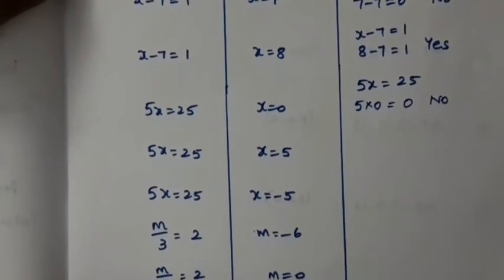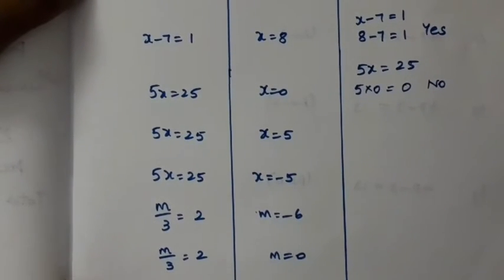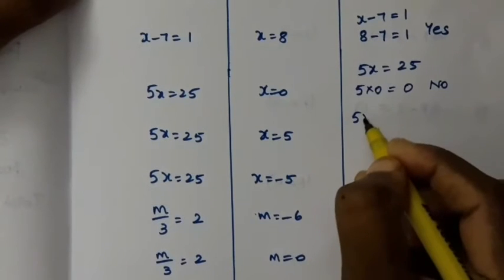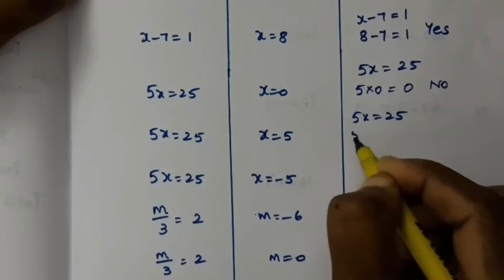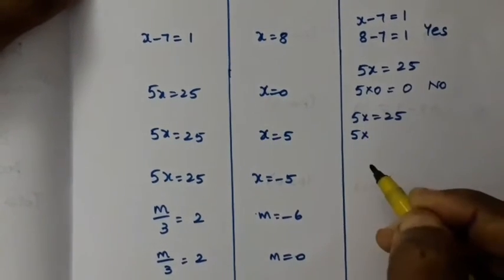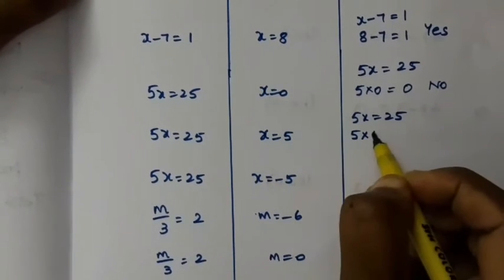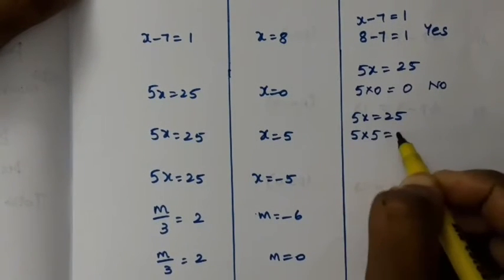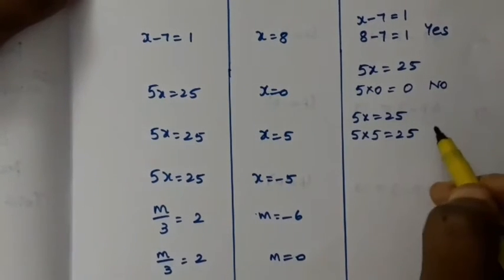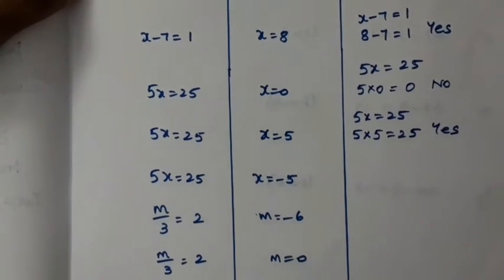The next is 5x equal to 25 and x equal to 5. So 5x equal to 25, that is 5 multiplied by x. What is x here? It is 5. So 5 multiplied by 5 is 25, which is correct. So you have to write yes, the equation is satisfied.